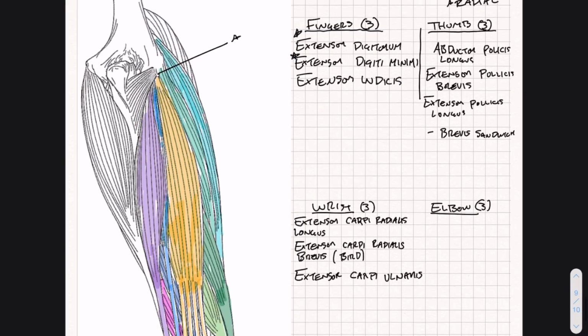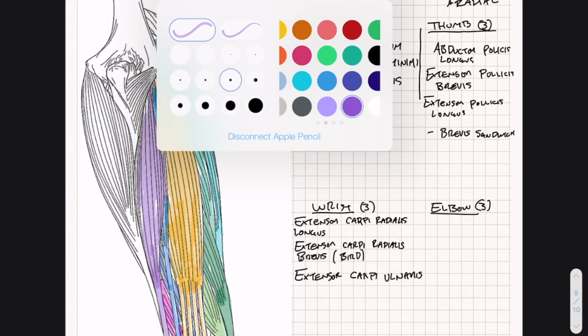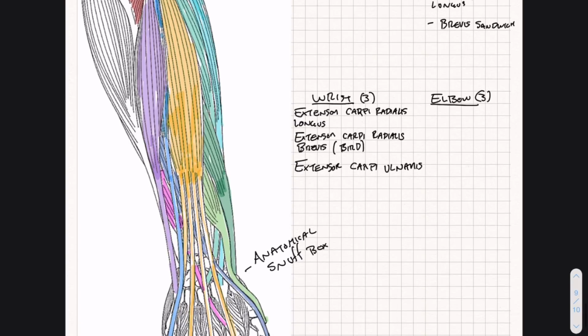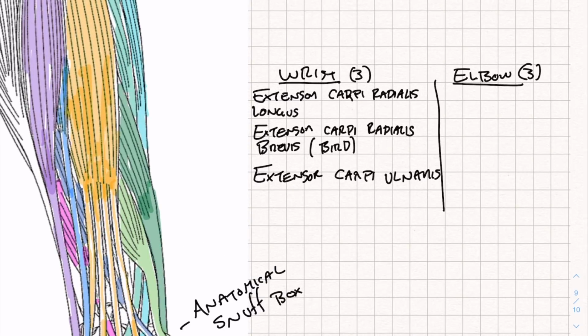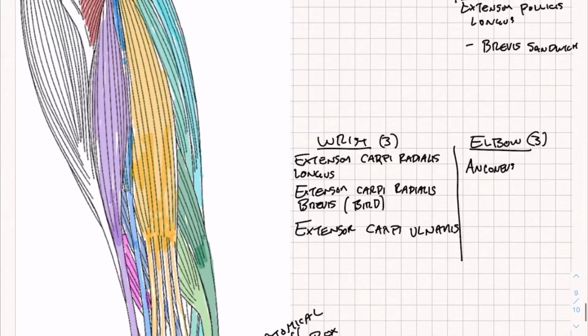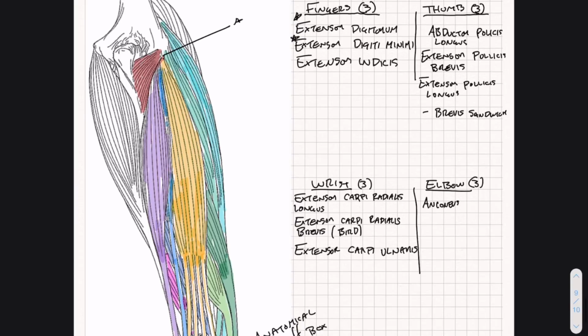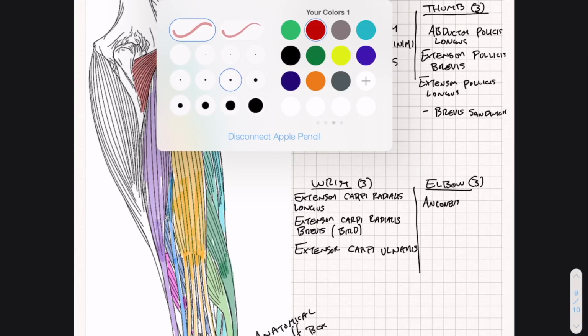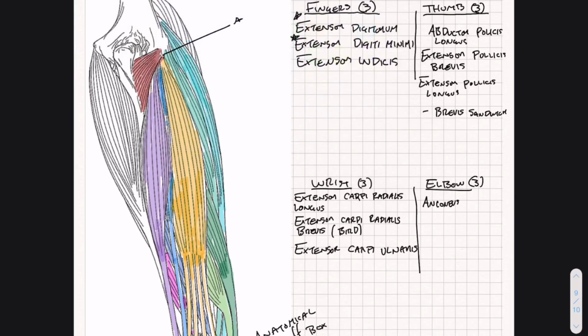Then finally we get the 3 elbow ones. So let's see, do a red. Okay, we've got this little guy up here that crosses the elbow, and it's a little cone-shaped muscle. We call this the anconeus. It extends the elbow. Just like all these other things are extensors pretty much, this extends the elbow. The next one, let's see what color, dark blue.